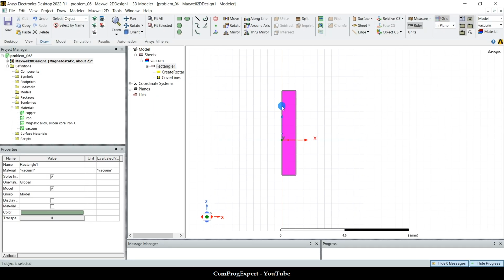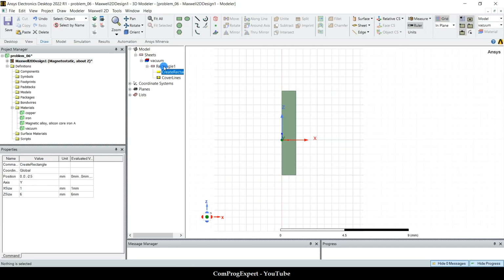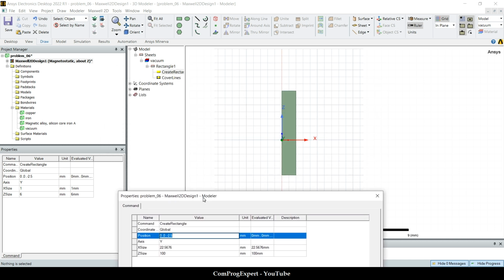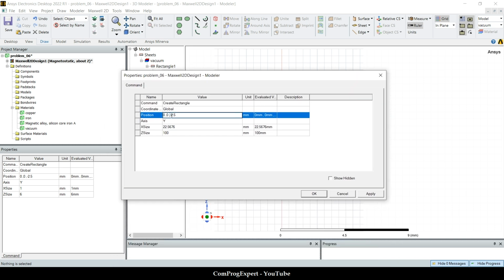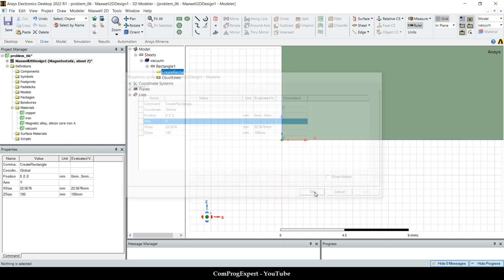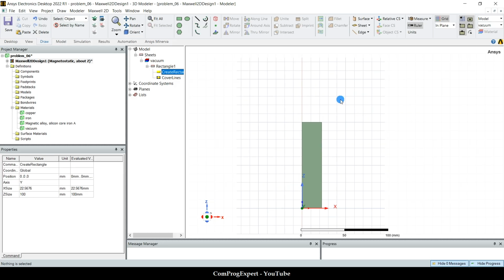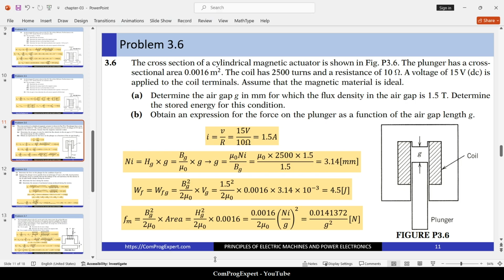So here in ANSYS Maxwell, I set this x size in millimeter. The y size, let's consider 100. The position of the corner point, let's consider this position. So this will be the cross section of the moving part of the plunger.